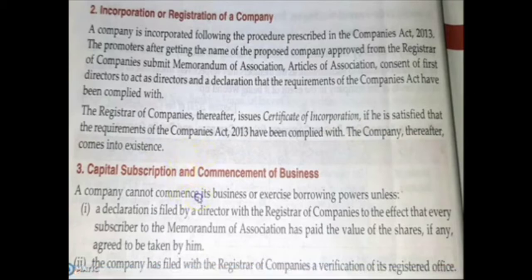Now the next step is capital subscription and commencement of business. A company cannot commence its business or exercise borrowing powers unless a declaration is filed by a director with the registrar of companies to the effect that every subscriber to the Memorandum of Association has paid the value of shares, if any, agreed to be taken by him. The second important thing is that the company has filed with the registrar of companies a verification of its registered office.